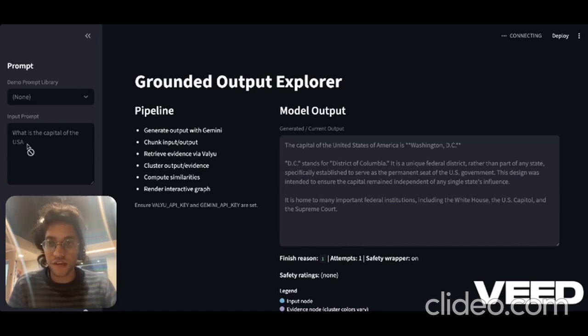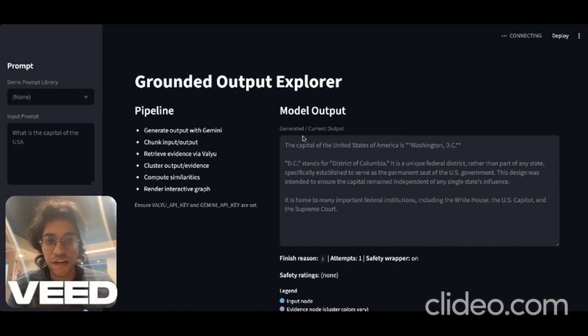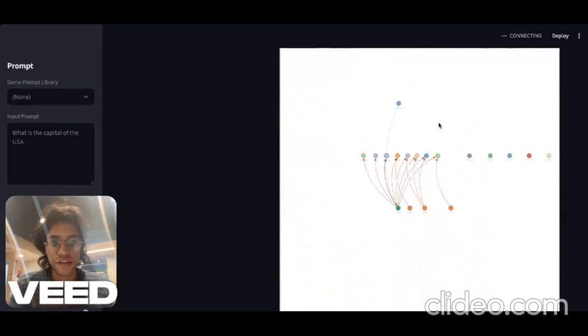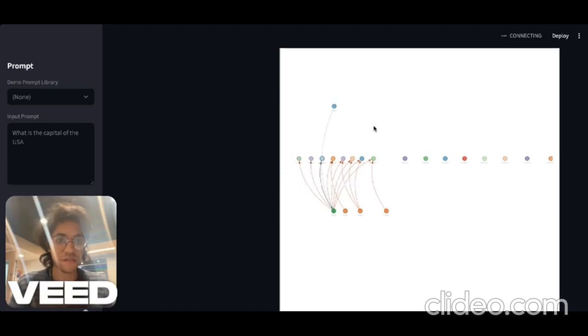So I have asked the LLM here, what is the capital of the US? Very simple question. It gives an output saying the capital is this, and some more information about DC. And this is the graph that's created by Evidentia.